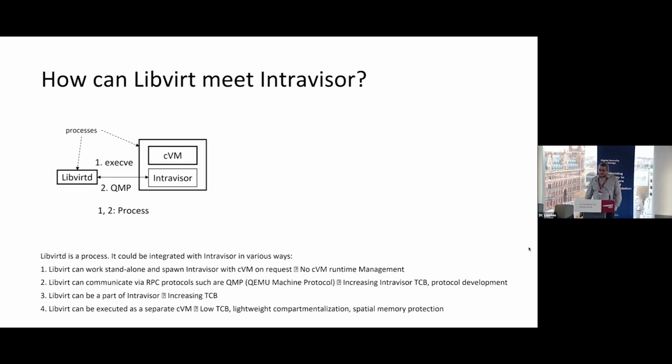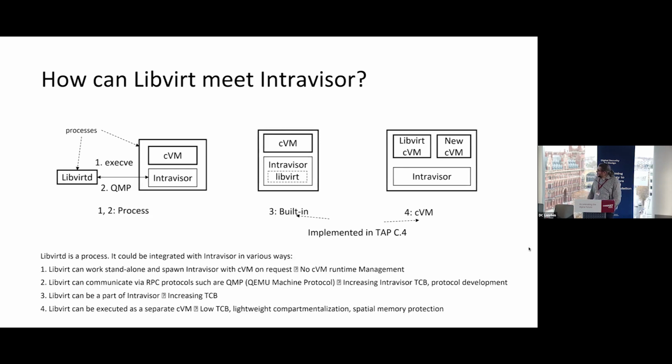There are many approaches to doing this. The simplest approach is to use the simple design of Libvirt. Libvirt is a process, Intravisor is also a process, and Libvirt can spawn an Intravisor process on request. However, it's not practical in terms of the use of capabilities and similar things. Our approach is the fourth one in this figure.